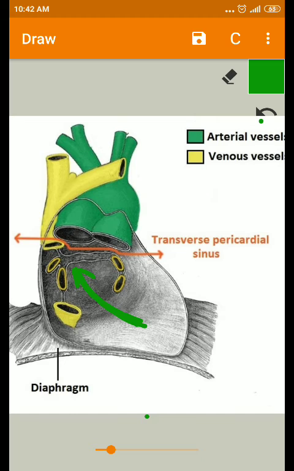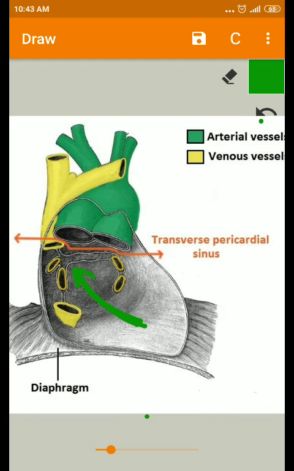This transverse sinus is a horizontal gap between the arterial and venous ends of the heart tube. It is bounded anteriorly by the ascending aorta and the pulmonary trunk, and posteriorly by the superior vena cava and the left atrium. On each side, it opens into the general pericardial cavity.